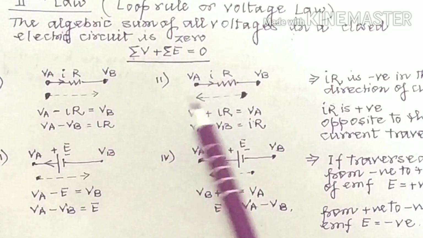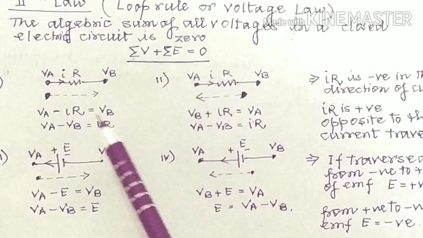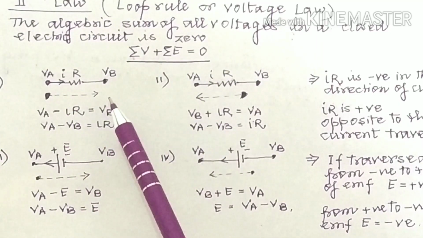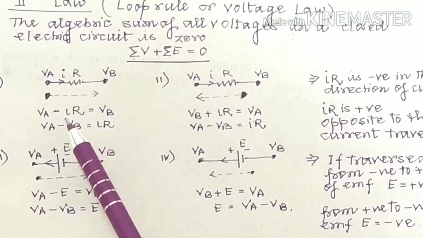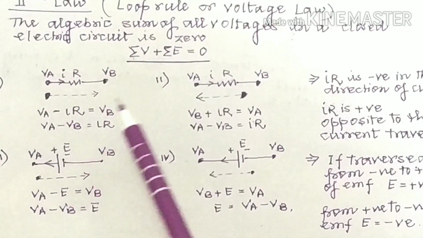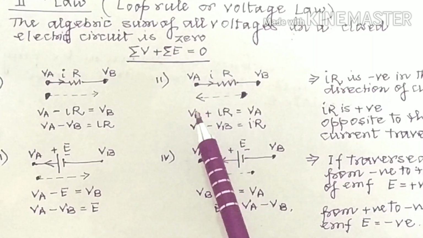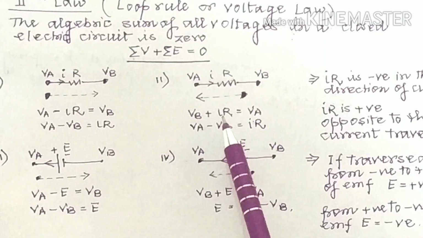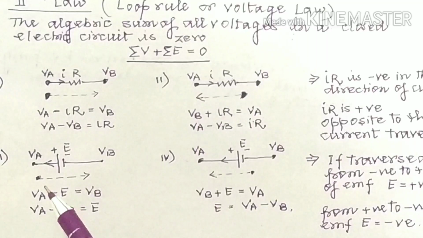So remember these 2 points. If a resistance is there, if you move in the direction of the current, the potential across the resistance will be taken negative, and if you are moving opposite to the direction of current, the potential across the resistance will be taken as positive. Now, third case.